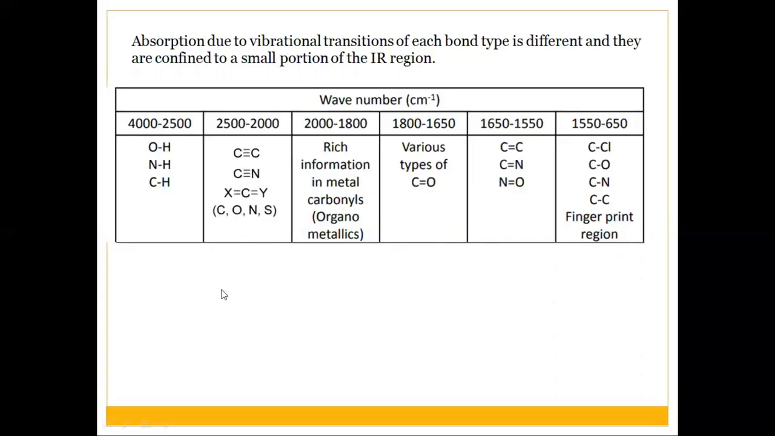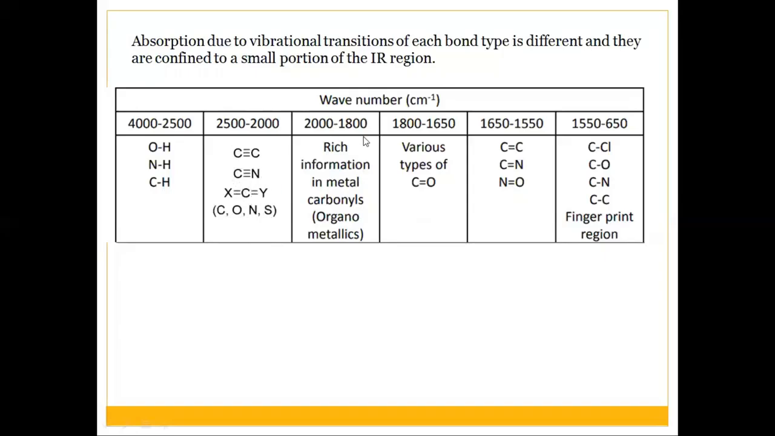In interpretation you always start with the functional group region, so we will start from the extreme left part of the IR, that is 2500 to 4000 per centimeter. This region mainly contains the peaks shown by OH, NH, and CH type of bonds. Then the next region is from 2000 to 2500, where mostly the triple bonds will be covered, like carbon-carbon triple bond and carbon-nitrogen triple bond.